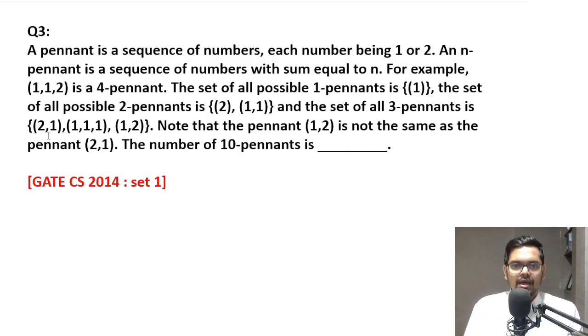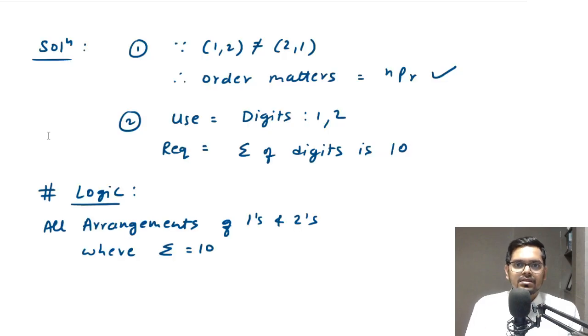Similarly, our requirement says that the sum should be 10, which means all the arrangements of 1s and 2s such that the sum of the digits comes out to be 10. That's all. This is what the logic says. Once you understand this logic, then we can make a table and get the answer. Arrangement of 1s and 2s. So it's an arrangement question, like the letter arrangement but repetition happens, so divide by that, right? So type 4 in the permutation that we have studied.